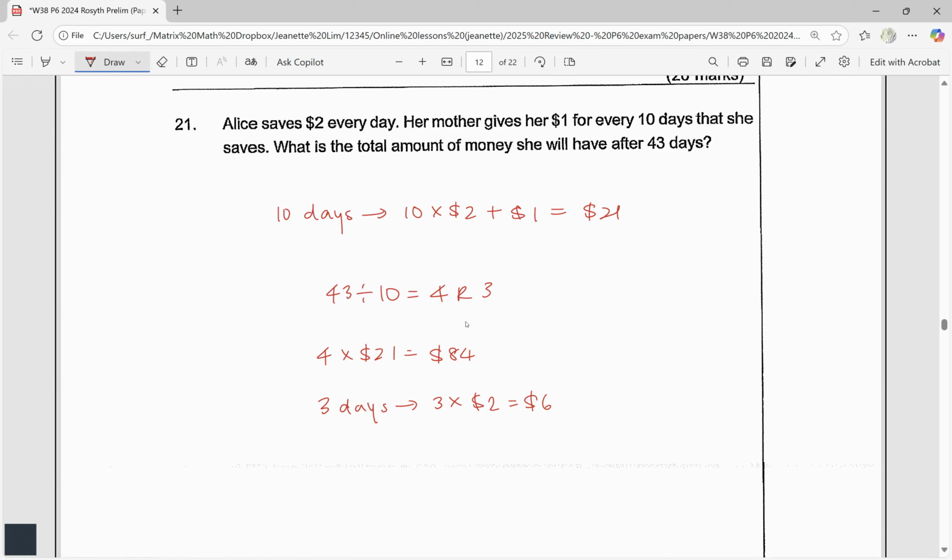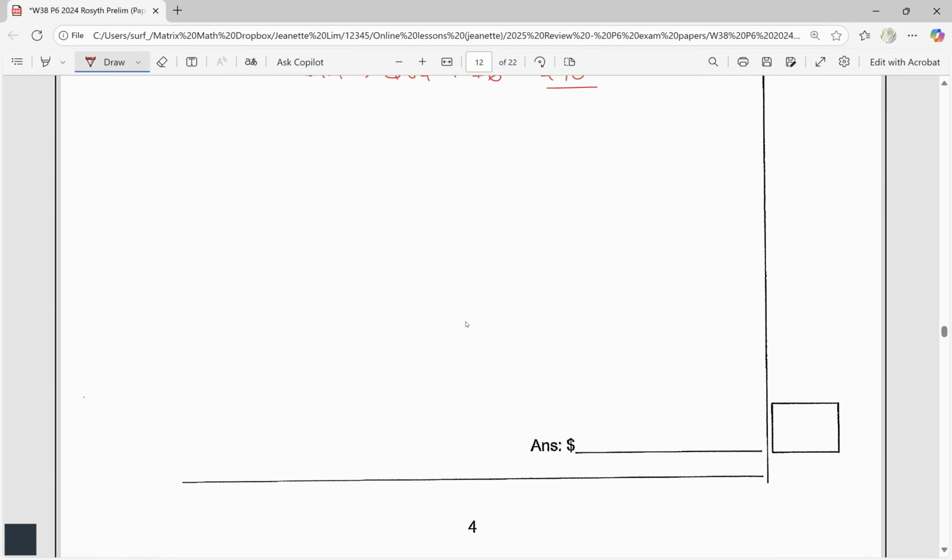which is $6. So the total would be 84 from the 4 groups plus the $6 from the 3 days. So the answer is $90.